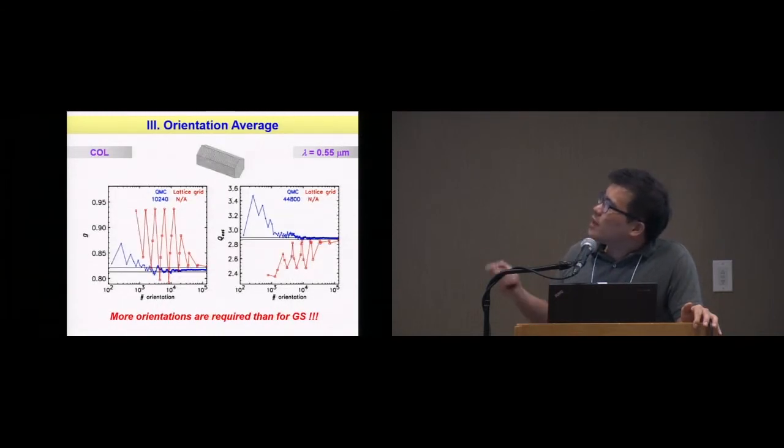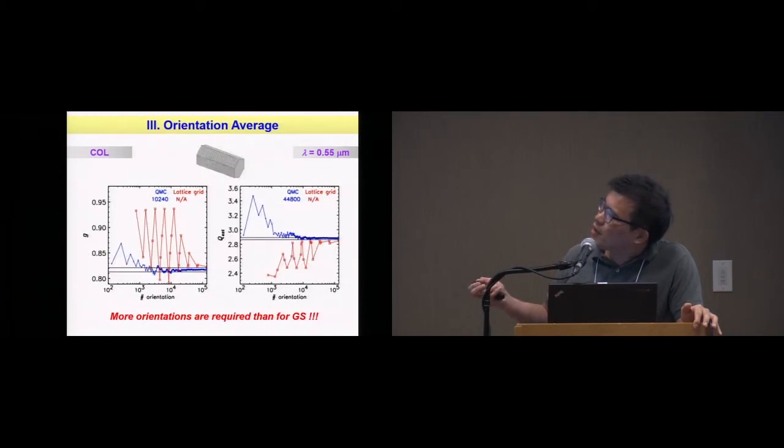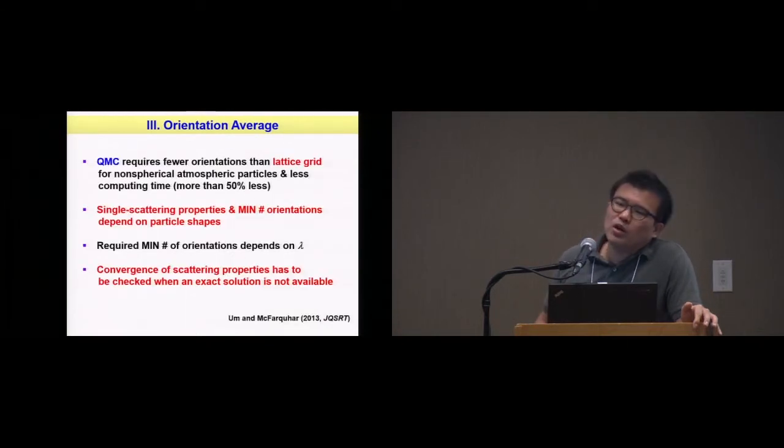Next one is the column, at the same wavelengths. Compared to the geometric Gaussian random sphere, a column is a more non-spherical particle, and it requires more orientation averaging. From this study, we draw several conclusions, but the most important is that the QMC can save computing time by more than 50%.